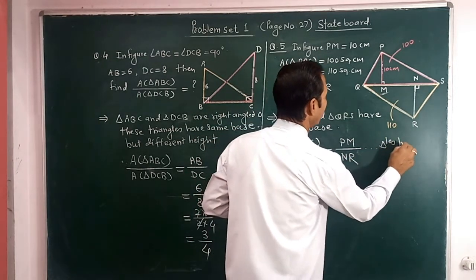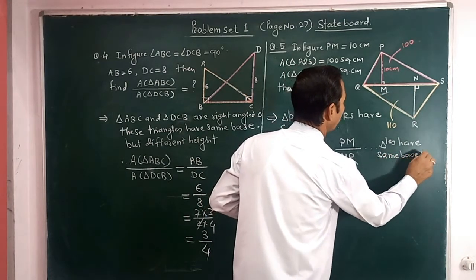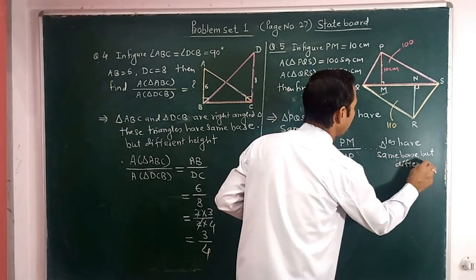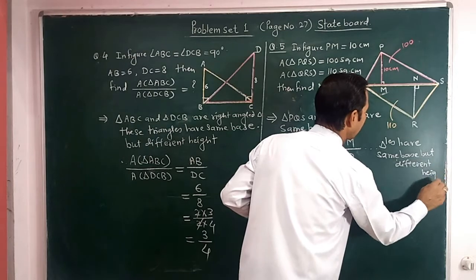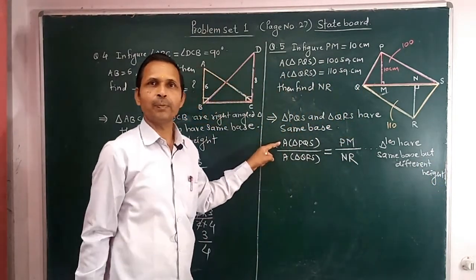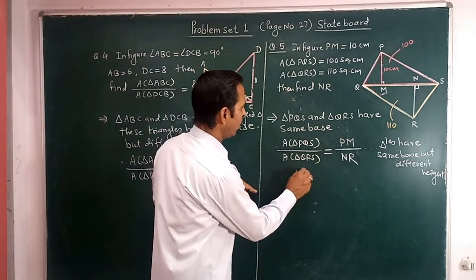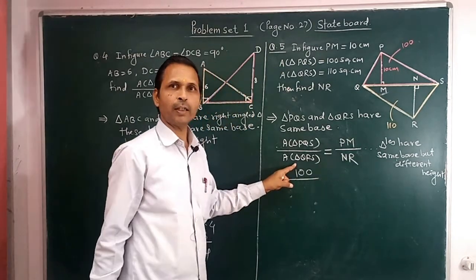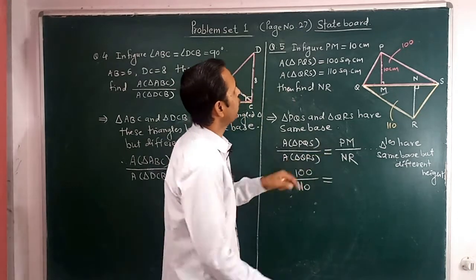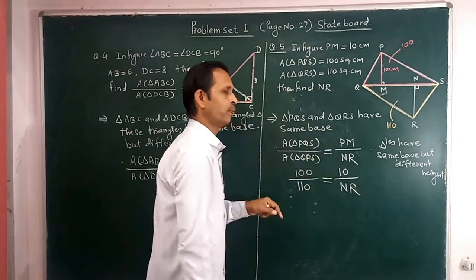Triangles have the same base but different heights, and that's why we write like this. The areas of these two triangles are given. The area of triangle PQS is 100, the area of triangle QRS is 110, equal to the value of PM, 10, divided by NR, which we have to find.